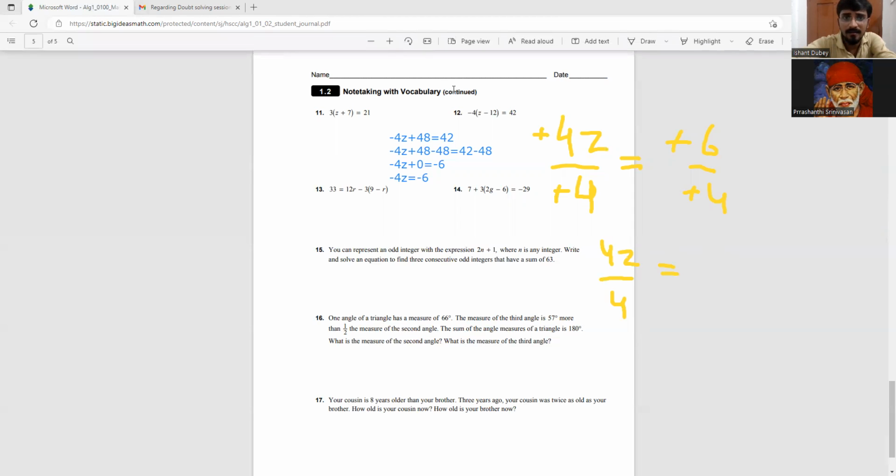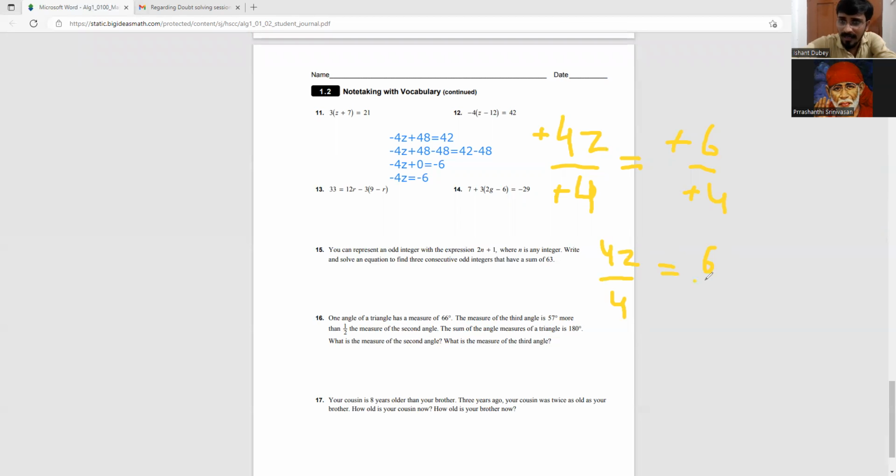Equal to 6 by, we'll be getting just a second. Okay, 6 by 4. What I am writing, you can see that, right? Yes, sir, I can see. Now, you can see 4 will get cancelled. So what I will be getting, z equals 6 by 4.